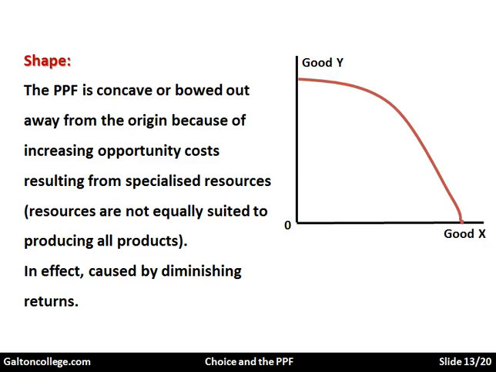The production possibility frontier is concave, or if you like, bowed out away from the origin, because of increasing opportunity costs resulting from specialized resources that are not equally suited to producing all goods or all products. In effect, it's caused by diminishing returns. So the curve is not a straight line because of the law of diminishing returns. So we have this bowing effect. It's concave from the origin. Looking in from the origin, it's concave, looking into the curve.